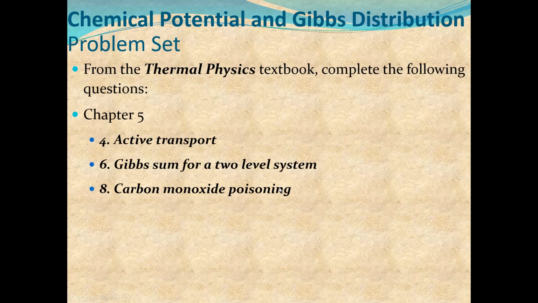And then here are the questions for chapter 5, all dealing with this type of stuff.